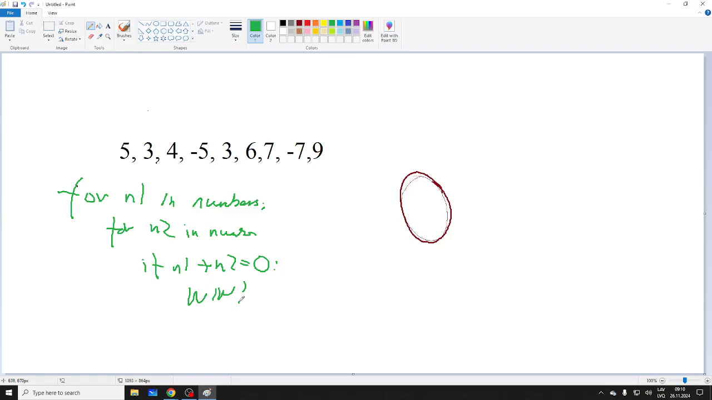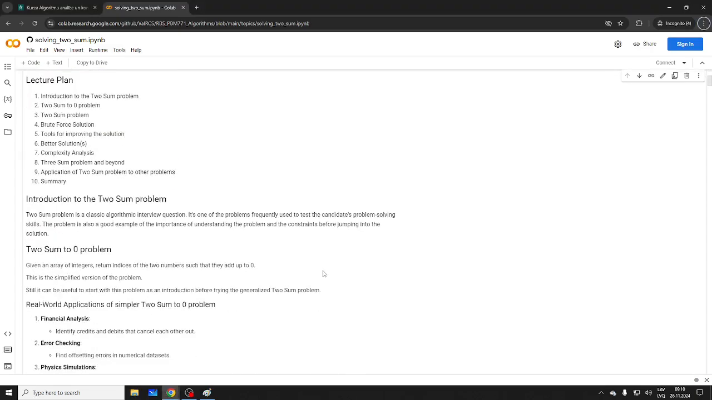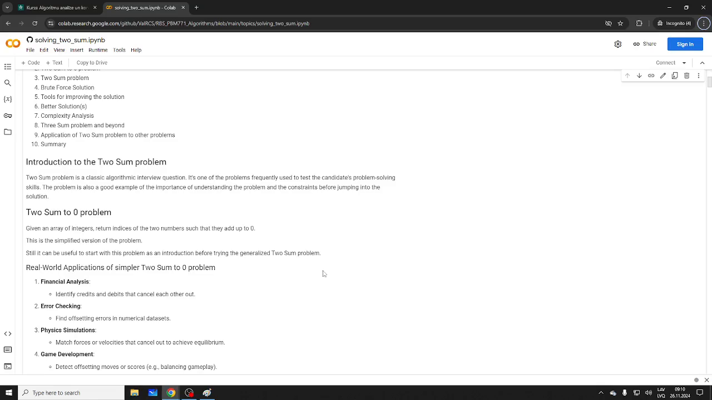So that's the essence of the problem. Sometimes you ask, what is this good for? Is it actually usable besides making your brain hurt at a job interview? No, it's actually used. There's some use for this problem, like in financial analysis, if you need to find whether there are some debits and credits. Of course, it will be part of some bigger problem, some error checking, maybe some offset. In physics simulations, possibly, maybe even game development and some offsetting, some moves. So there are some real-life uses for this problem.